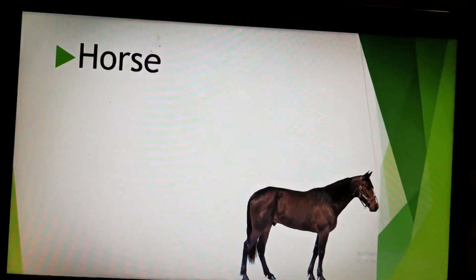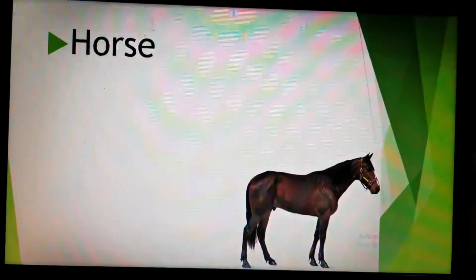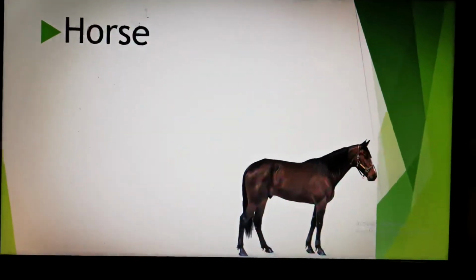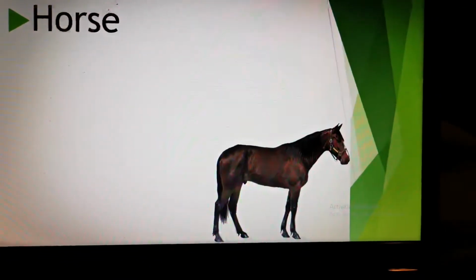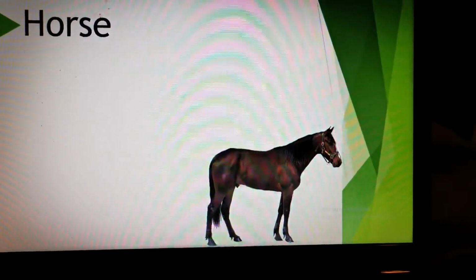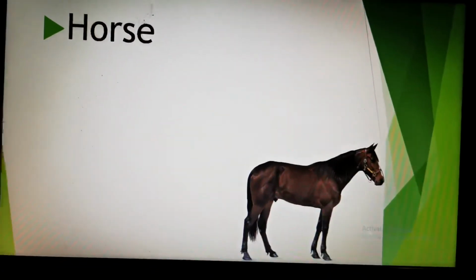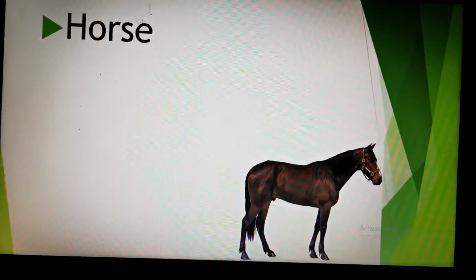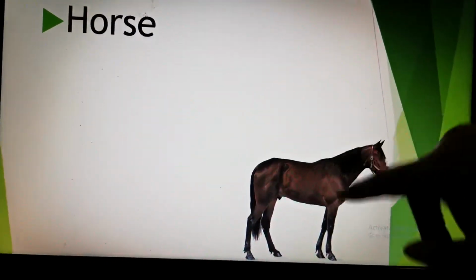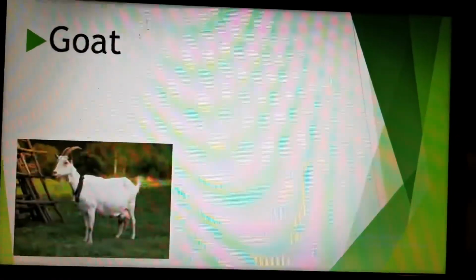A horse. What's the benefit that we get it from the horse? Yeah, pulling the carriages, and we can put the heavy things on its back, right? If we have heavy things, we can put it in its back, and we can ride on its back, right? We can ride even on its back. In Arabic, we call it حصان.